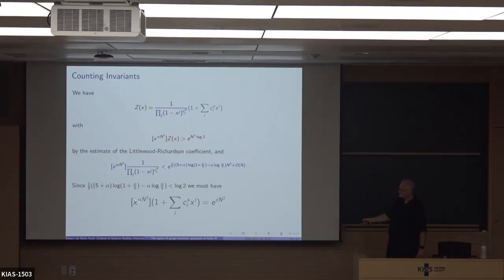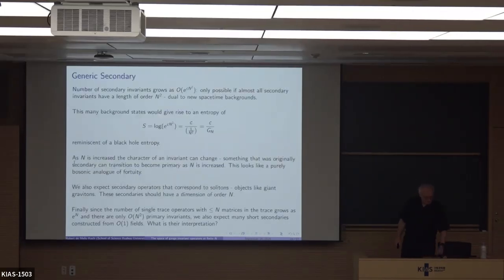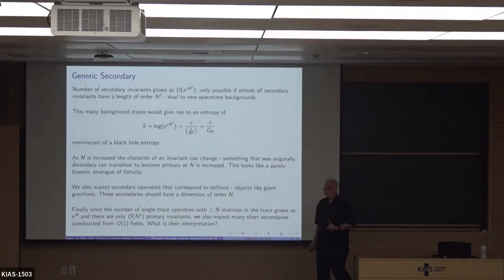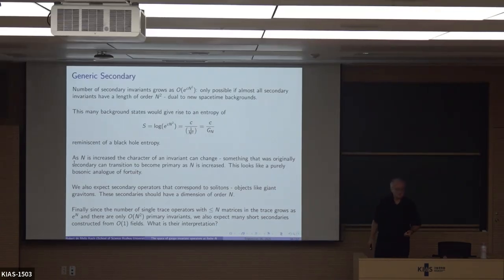But what this does tell you is the number of secondaries must grow like e to an order 1 number times n squared. If that's how fast the secondaries grow, the only way you can get that many operators is if almost all secondaries have a length of order n squared. That's the only way that you can get that many secondaries. Operators that have a length of order n squared, think about the LLM geometries, those correspond to operators with a dimension of order n squared. Well, those operators are heavy enough that they back react and they really do generate a new space-time geometry. So almost all of the secondaries will be very heavy operators that are dual to new space-time geometries.